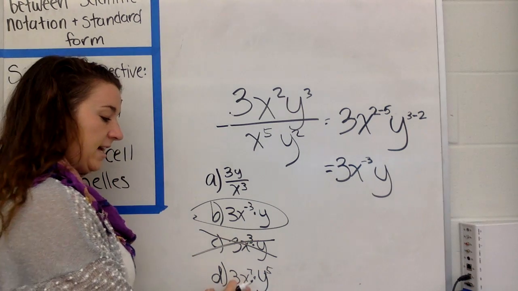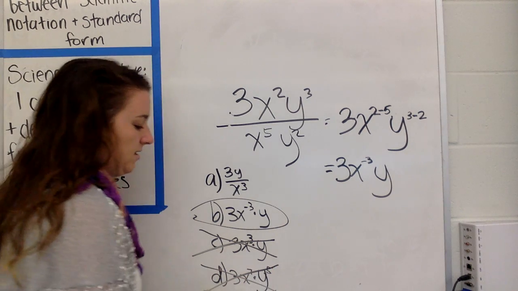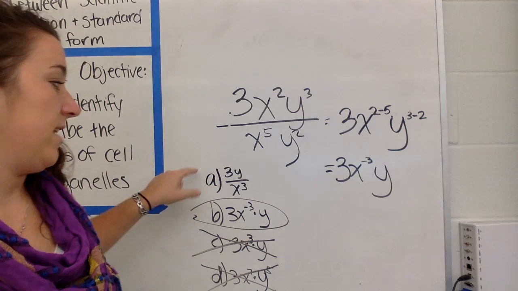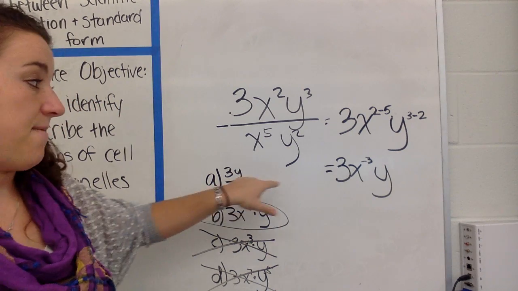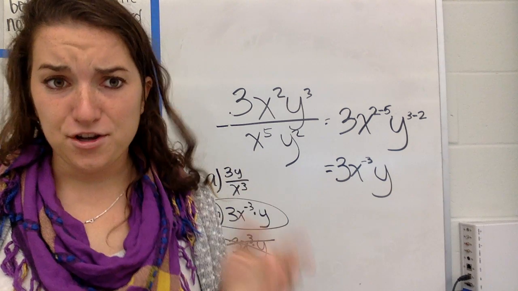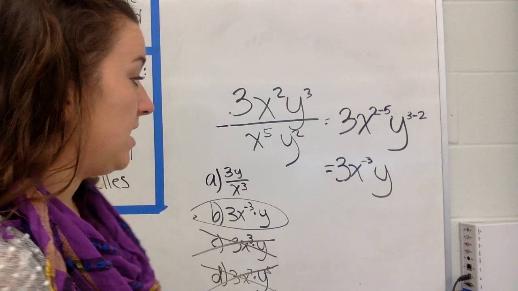I see 3x to the 7th, y to the 5th. It's not correct. All right, so now I just have one left that I need to figure out. Is this the same thing as that? So I remember negative exponents tells me to do what? Yeah, I have to turn my x into a fraction.